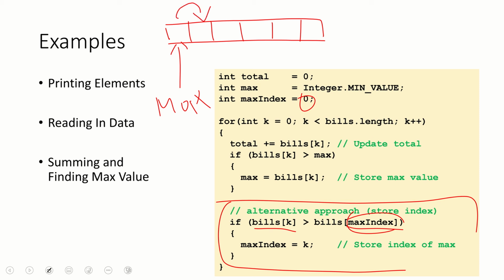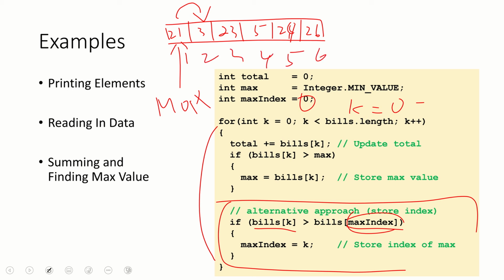So what does that mean? For example, 21, 3, 23, 5, 24, then 26. What do we need to do? The same thing here, the k basically will go over 0 to how many? 1, 2, 3, 4, 5, 6. We'll go from 0 to 5, right? Because the size will return 6. So here it will go over 0 to 5.